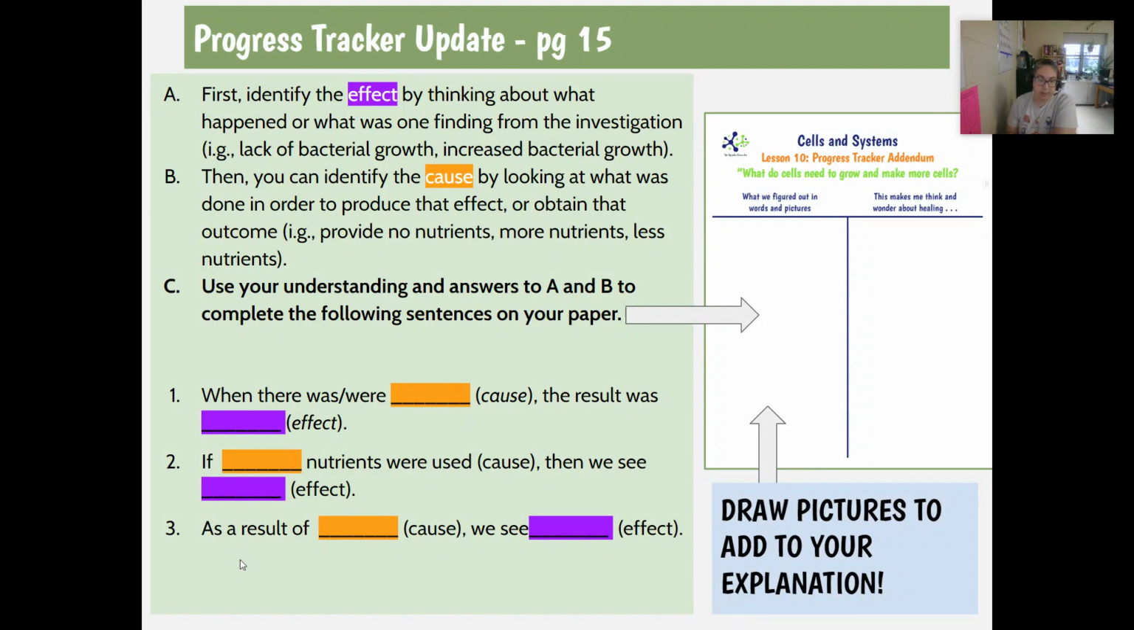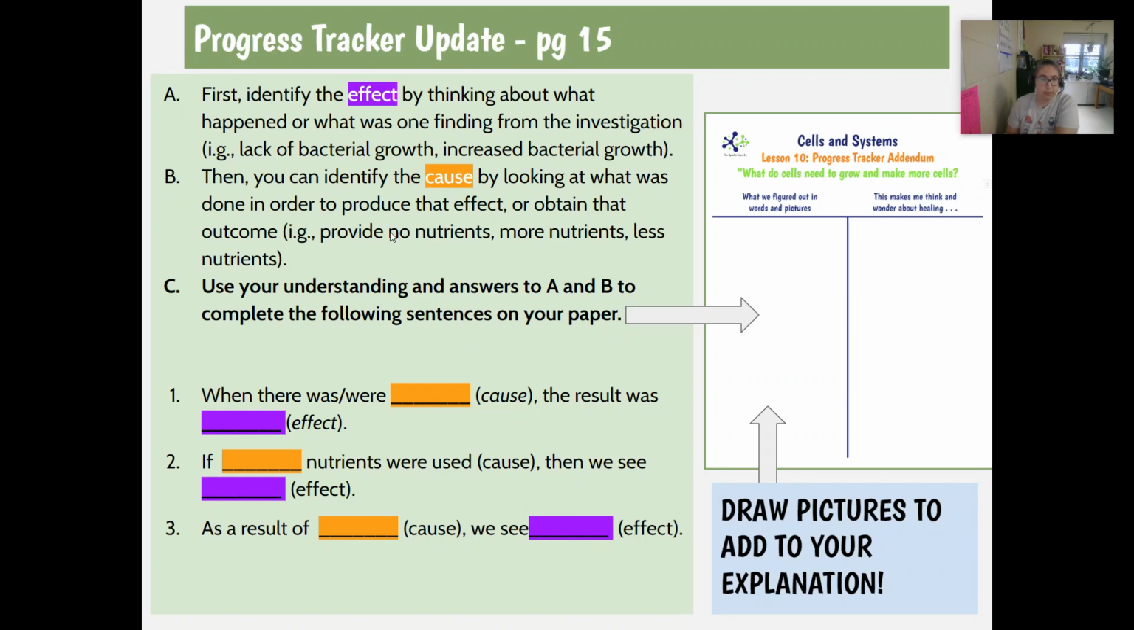The last step that you need to do is this slide right here. You're going to page 15 in your packet. First, I want you to identify the effect. This is a cause-effect relationship between the nutrients and the bacteria growth. You're going to identify the effect by thinking about what happened or what was one finding from the investigation. So what was the effect? We saw some of the plates had limited bacteria growth, some of them had increased bacteria growth. So think about the effects and then identify the cause. What did we do that produced the effect?